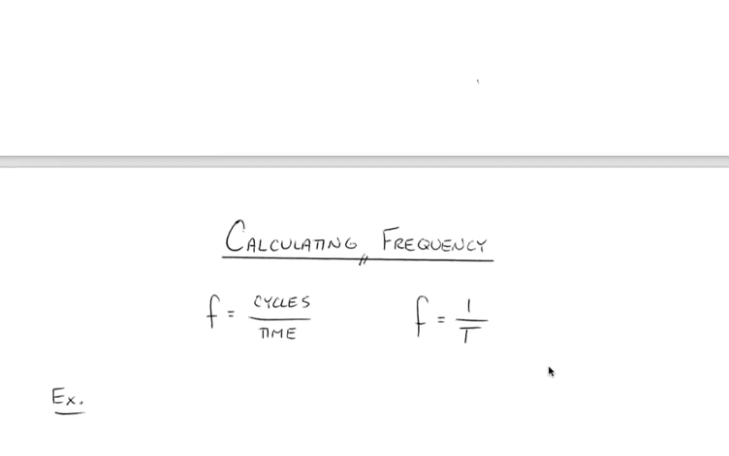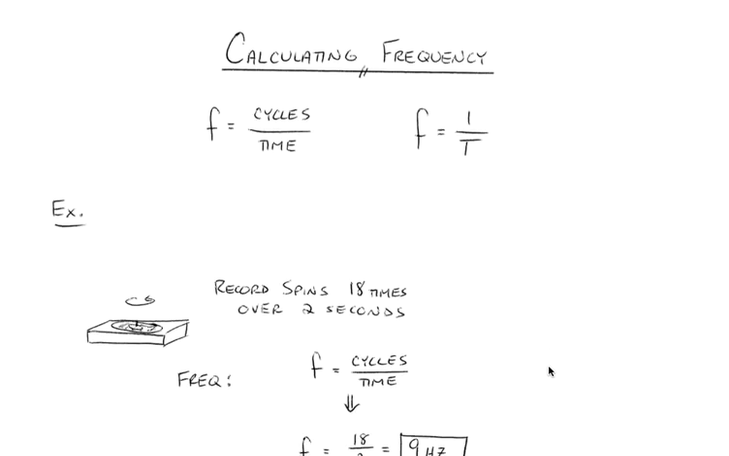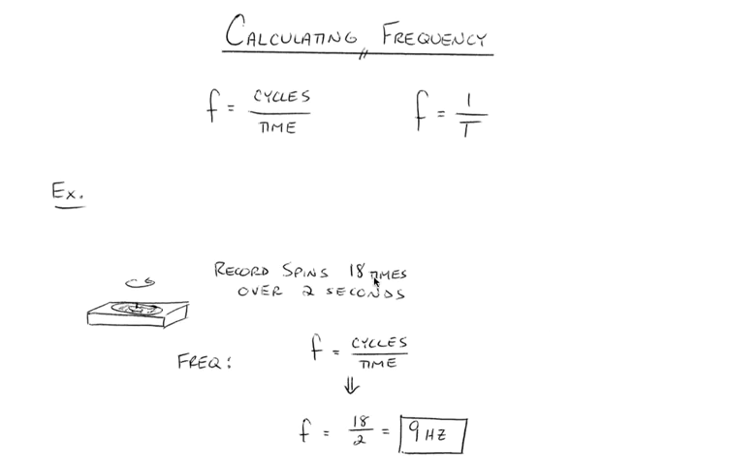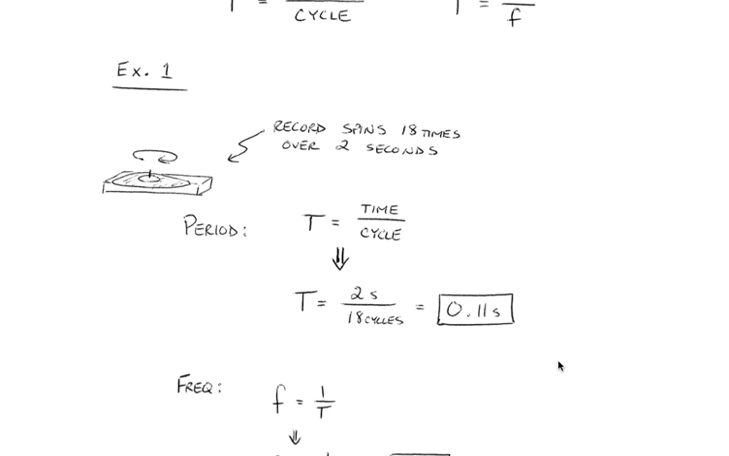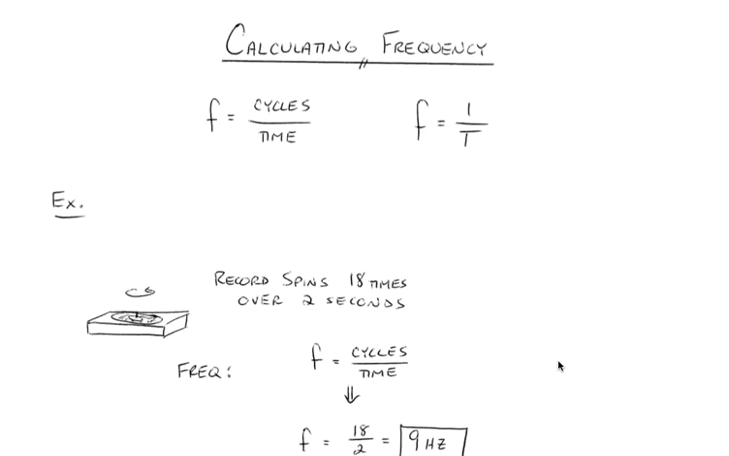Now, if I look at that same example again, but from the calculating frequency point of view, you can see here it's the same record. It spins the same number of cycles over the same amount of time, but I'm going to use my frequency calculations here. We're going to pretend that we don't know the period yet, and we already know from the previous example, but I'm going to pretend that none of this is known yet. So if that's not known, I have to go with what I'm given, the number of cycles, 18, and the amount of time. So the frequency is the number of cycles per 1 second.